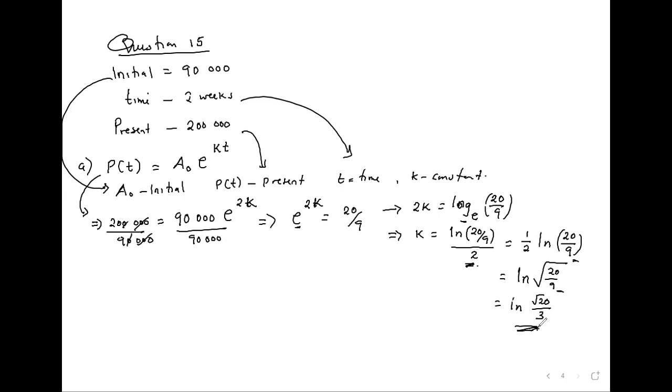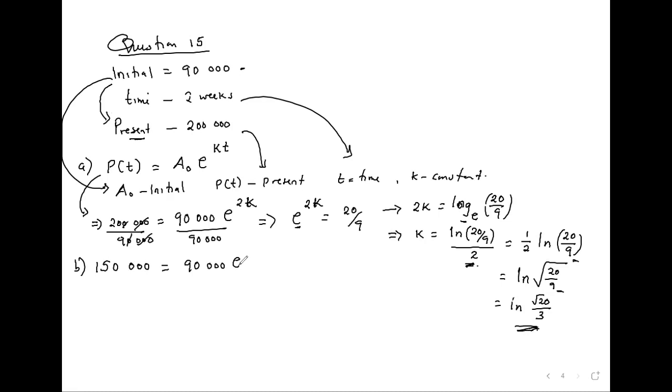All those are options. Then B, how long will it take for the population to grow from its initial population of 90,000 to a population of 150,000? So how long will it take to grow from the initial to the newly present population? We're saying how long will it take to get 150,000 if the initial is still 90,000? Because the initial is the same, the constant will be fixed.